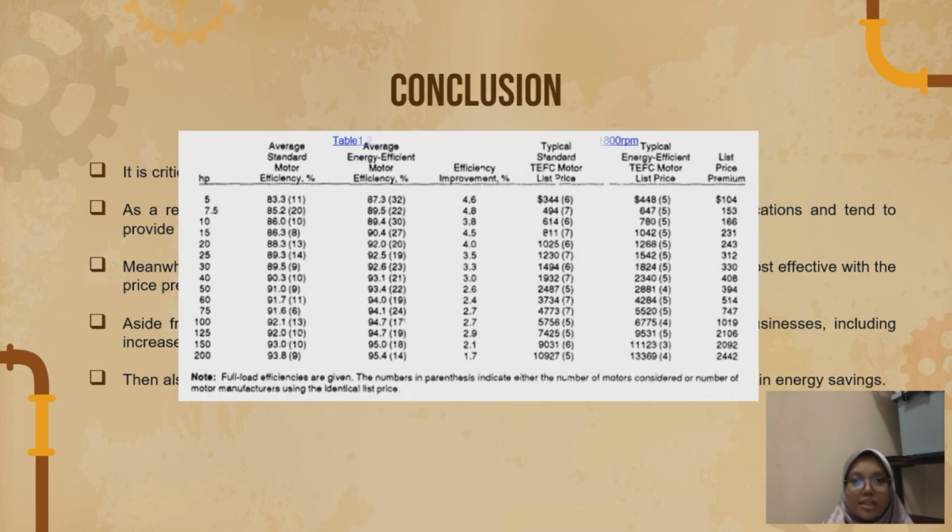So this is Table 1.2 for the price premium for 1800 RPM. So that's all from us.